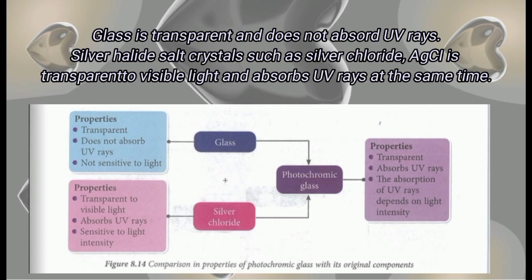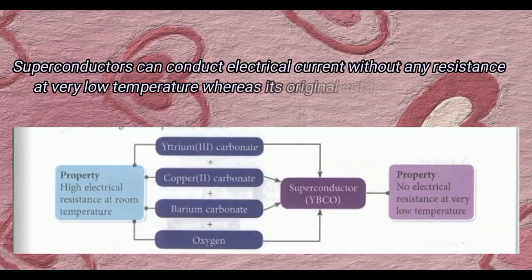Then we are going to the superconductor. The original components for superconductors are yttrium tricarbonate, copper(II) carbonate, barium carbonate, and oxygen. The original components' property is high electrical resistance at room temperature. So the superconductor property is no electrical resistance at very low temperature. Superconductors can conduct electrical current without any resistance at very low temperature, whereas its original components cannot.